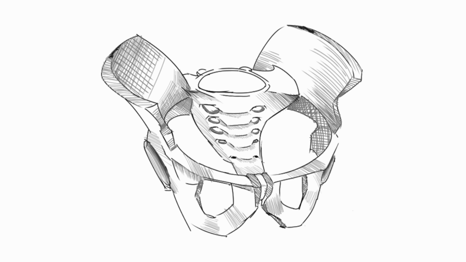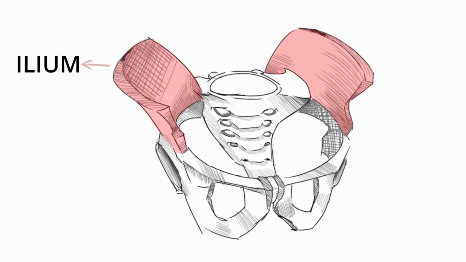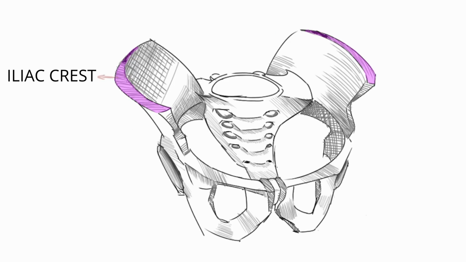The pelvis is made up of three major bones. The first one is the ilium. These two wing-like structures are called the ilium. If we see the pelvis from the side, the ilium looks like a half circle. The part that is visible on the surface is known as the iliac crest.